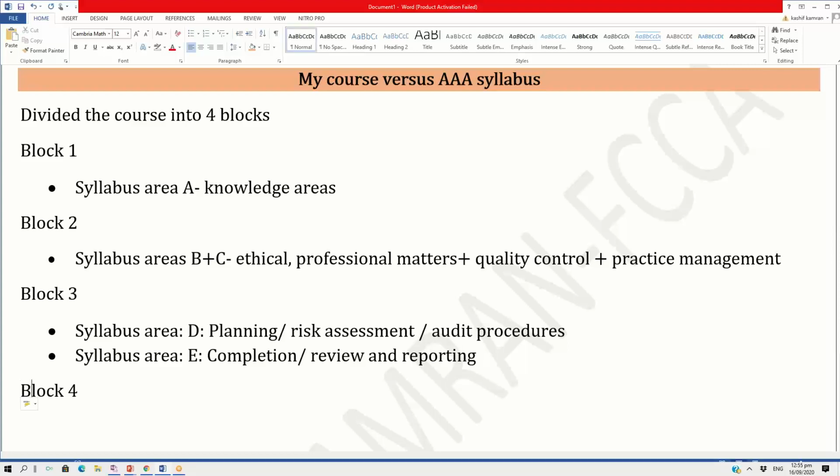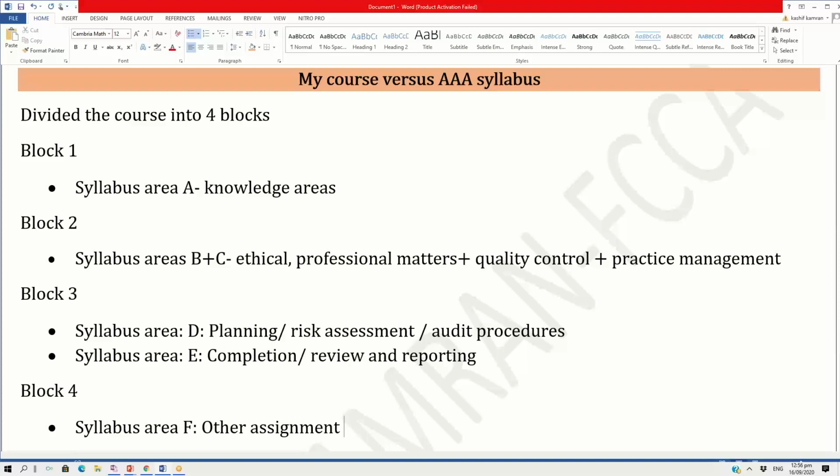Block 4 covers just one syllabus area, which is the final syllabus area, syllabus area F, which is other assignments. So that's how I have divided my syllabus into 4 blocks. When I say block 1, you should know what is in block 1. When I say block 2, 3, 4, I will be using the language of the block, so you should know what exactly comes in which block.